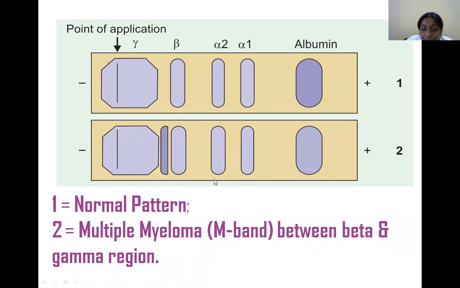Electrophoretic pattern in multiple myeloma. This is the normal pattern: first albumin, followed by the alpha 1, alpha 2, beta and gamma.